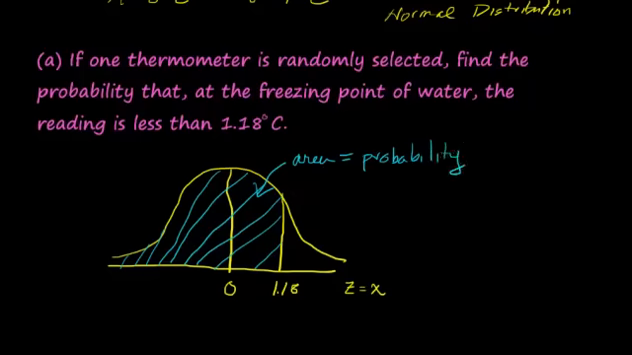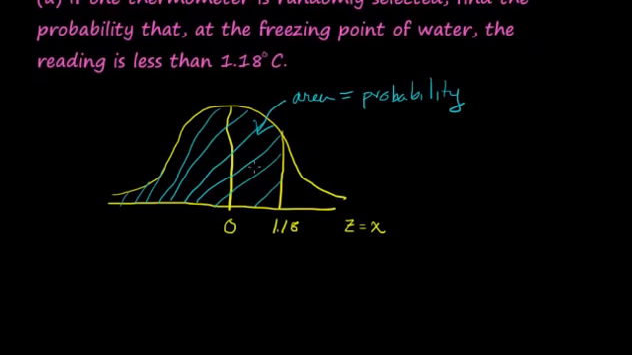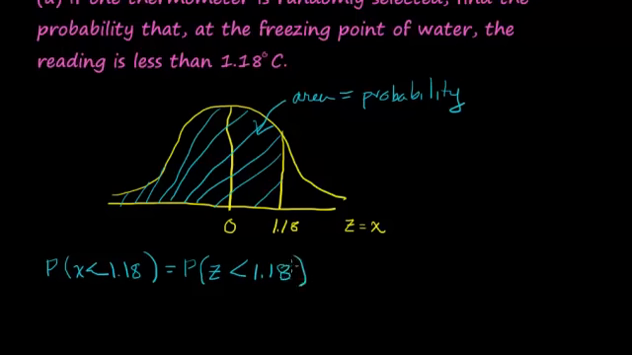Okay, so the way we would write this using our notation, we would say the probability that x is less than 1.18, well, that's the same thing because of the way our scale works here with our x and our z being the same. That's the same thing as saying the probability that z is less than 1.18. Okay, well, we can get these probabilities for z-scores using technology, using our TI-84, and so let's see where we would find that.